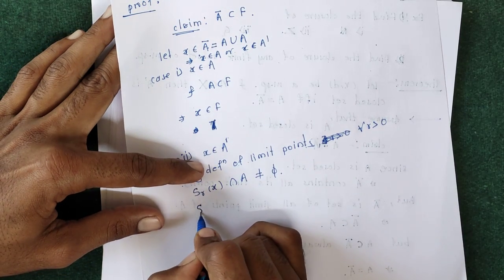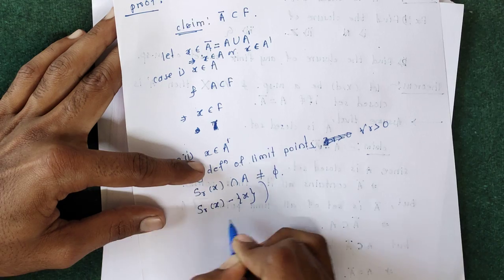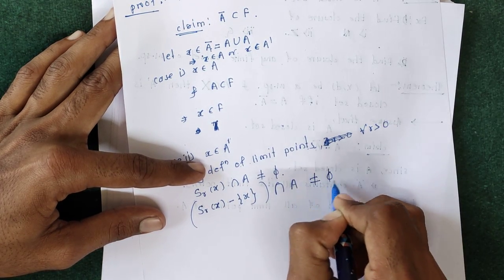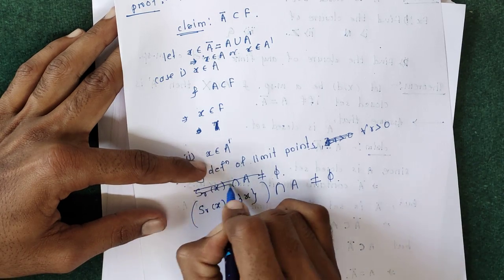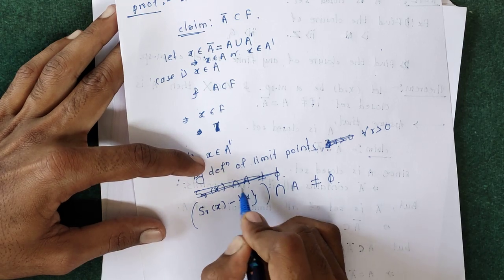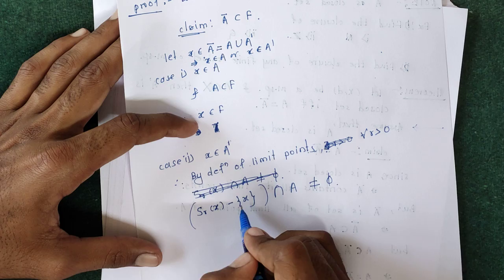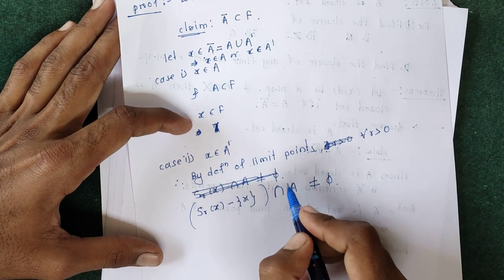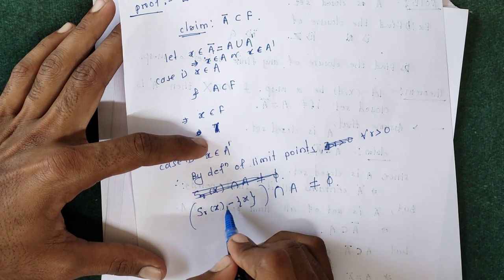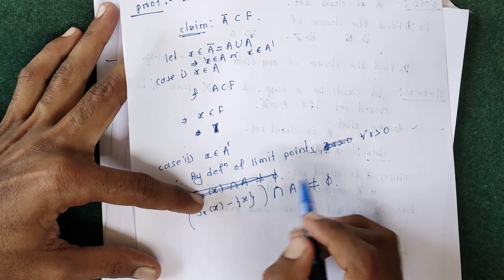Instead of this, we can write S_r(x) minus the singleton {x}, intersection with A, is non-empty. Write the proper definition: the intersection of this open sphere and A must contain an element other than the center. So, S_r(x) minus {x} intersection with A is non-empty.